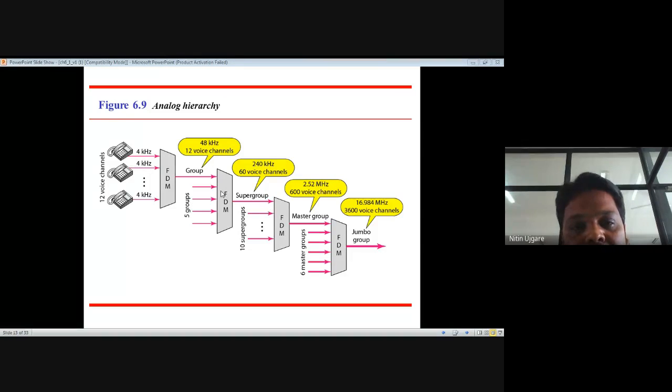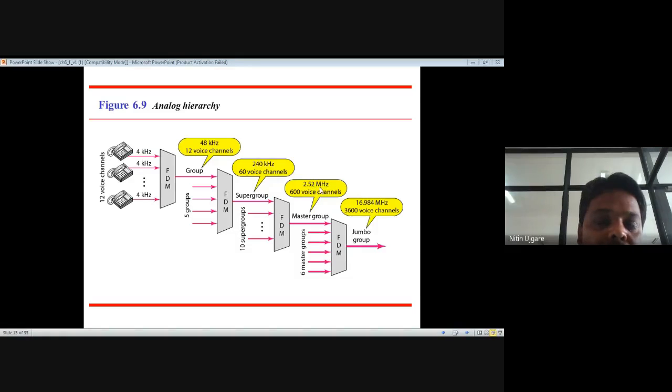Same way, then we are again multiplexing those groups into subgroups. So we are creating 10 such subgroups, each with the bandwidth of 240 kilohertz and 60 voice channels. Then the resultant composite signal will have the bandwidth of 2.52 megahertz, and it will accommodate 600 voice channels.